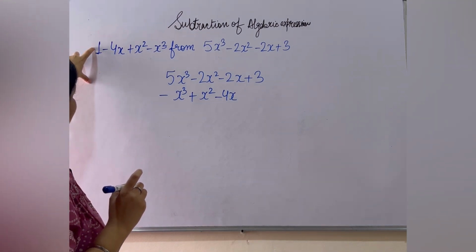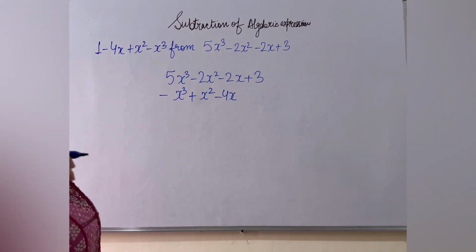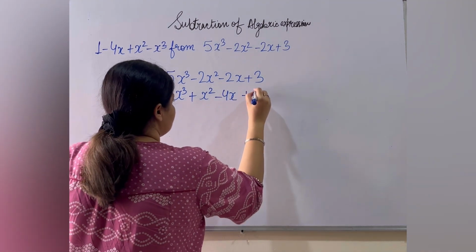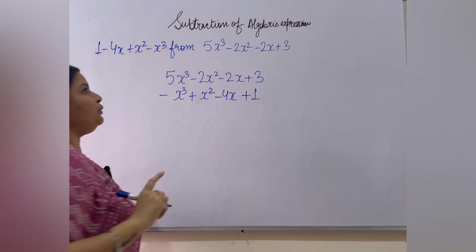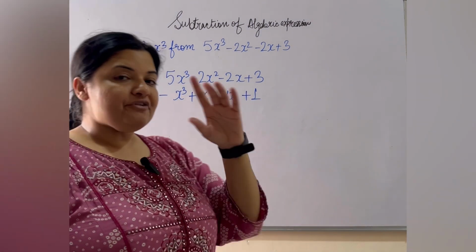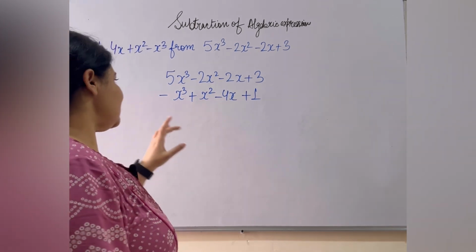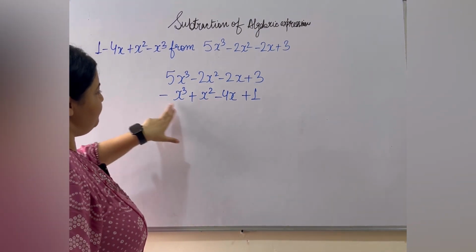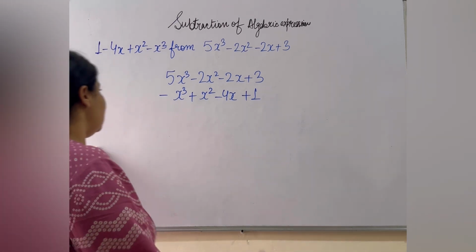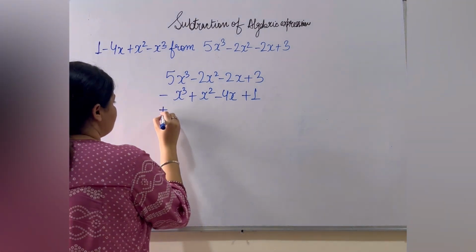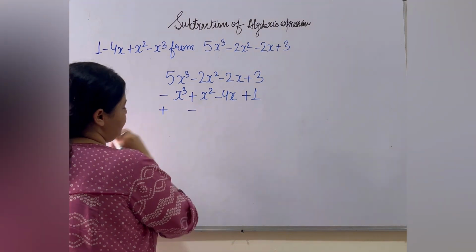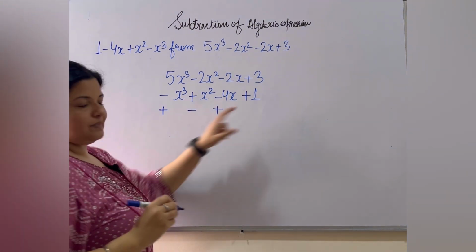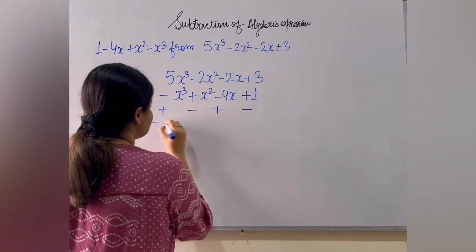Now you can see there is no sign before 1, so it means it is positive. So we will write plus 1. Now what we have to do in subtraction, we have to flip the sign of the expression written below. Means this minus will become plus, this plus will become minus, this minus will become plus, and this plus will become minus.